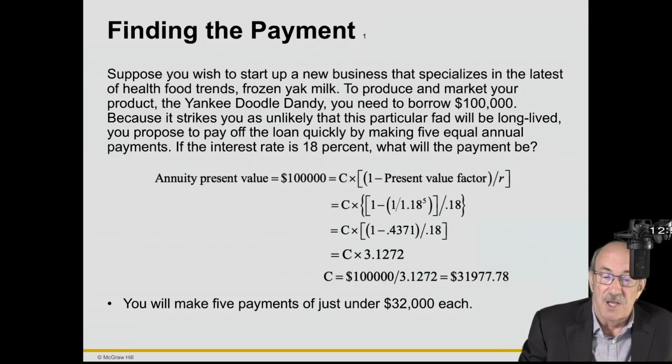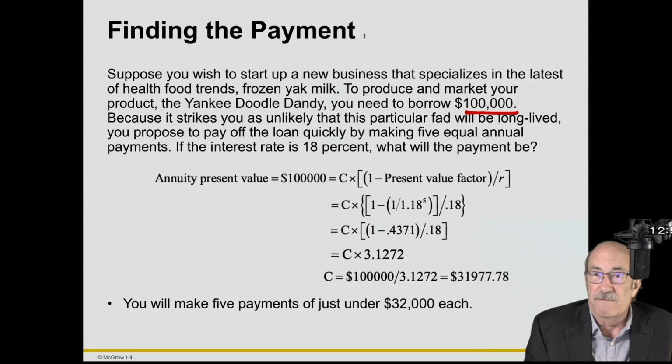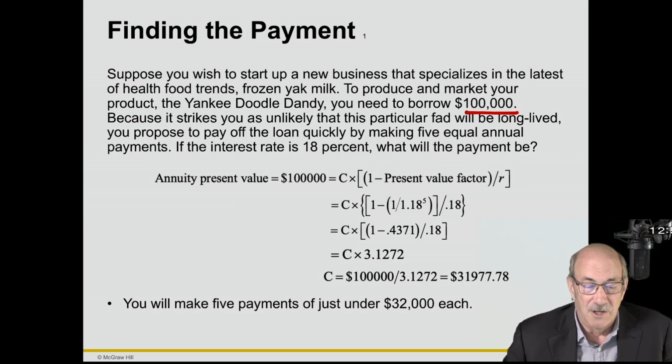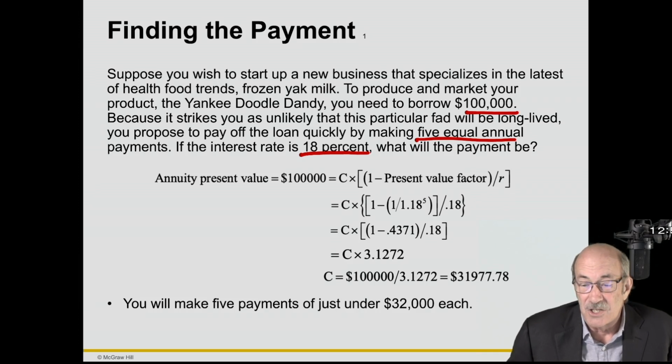So suppose that you want to start up a business, and we know that that business is going to require $100,000, and we also would like to pay it off fairly quickly because, you know, frozen yak milk is not one of those things that's going to be a fad for very long. So we want to pay off the loan in 5 equal annual payments. The interest rate on the loan that we got was 18%. How are we going to do that?